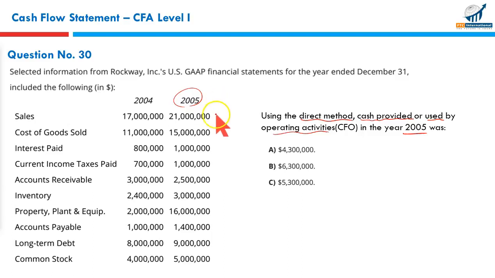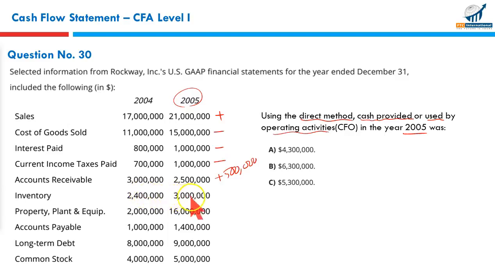It all starts with sales. Sales is an inflow. Cost of goods sold, it's an outflow. Interest paid during the period, it's an outflow. Current income taxes paid, it's an outflow. Account receivables have decreased over the period. A good thing, a decrease in account receivable over the period represents an inflow of the difference between these two, $500,000. Decrease in account receivable is an inflow.